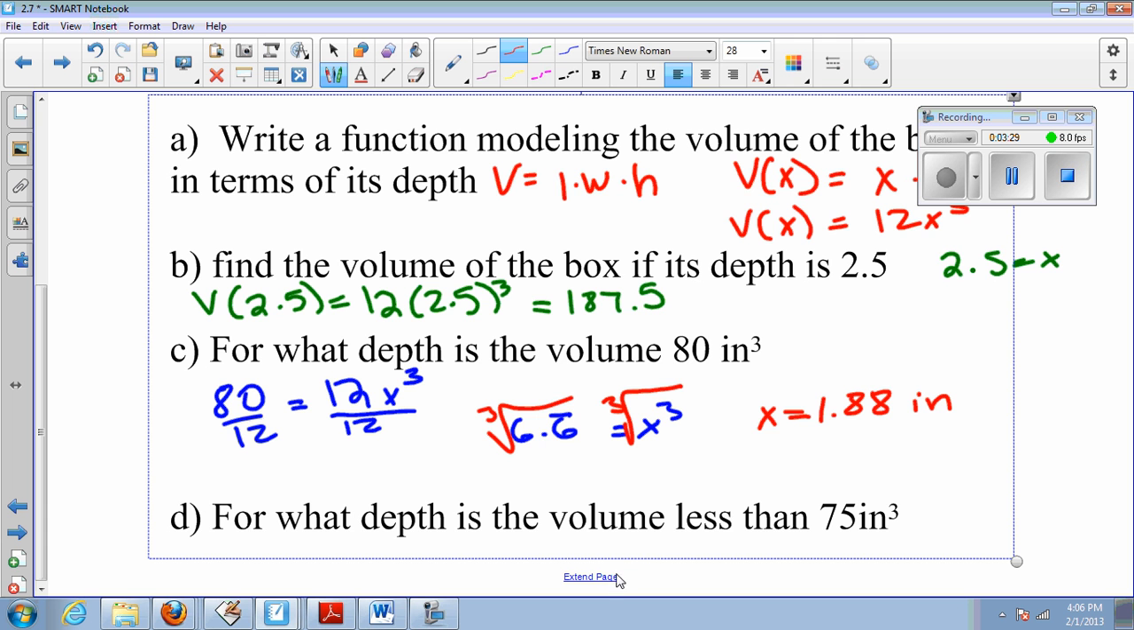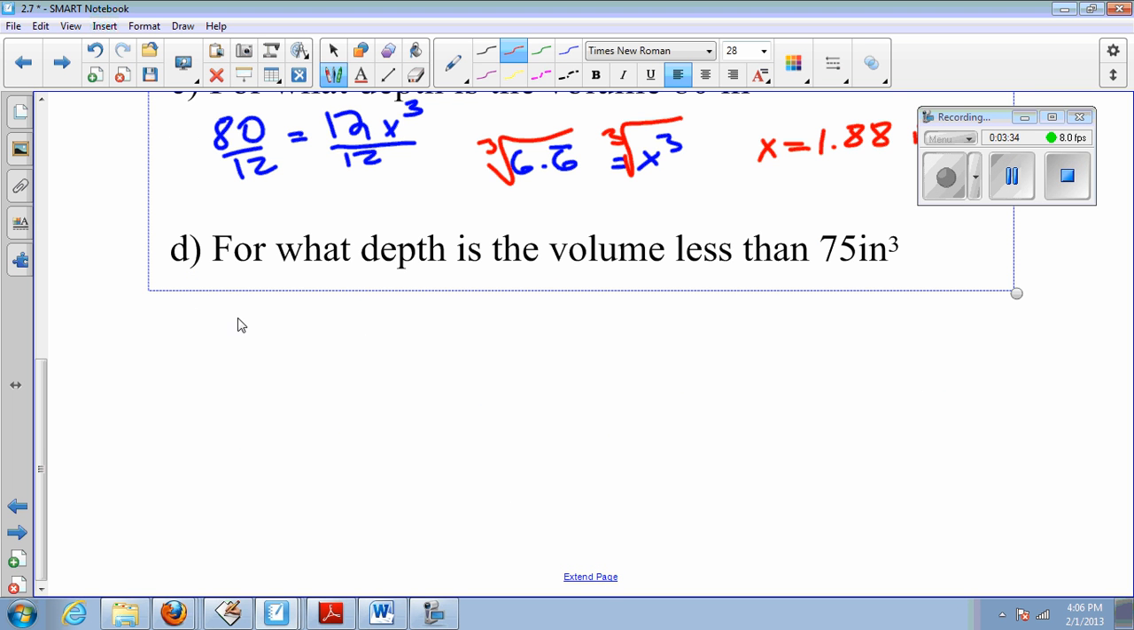For what depth is the volume less than 75 cubic inches? So this becomes an inequality. So volume cannot be greater than or equal to 75. So volume needs to be less than 75. So we plug it in and we see 75 is greater than 12x cubed.